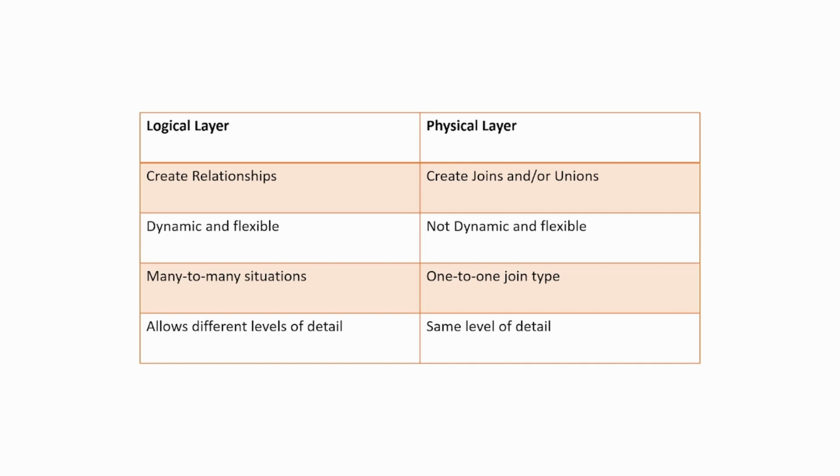But in the physical layer, you can create joins and unions with your data. The physical layer is not dynamic and flexible like the logical layer, and it's best suited for data that is at the same level of detail. Therefore, it creates a one-to-one type of join. So this was a basic overview of what the data model in Tableau is.